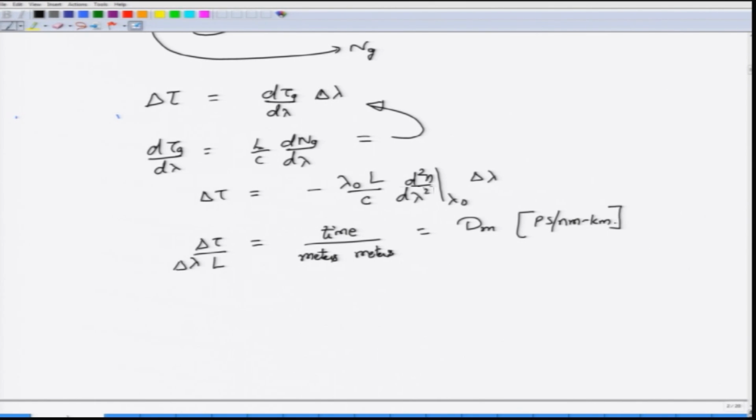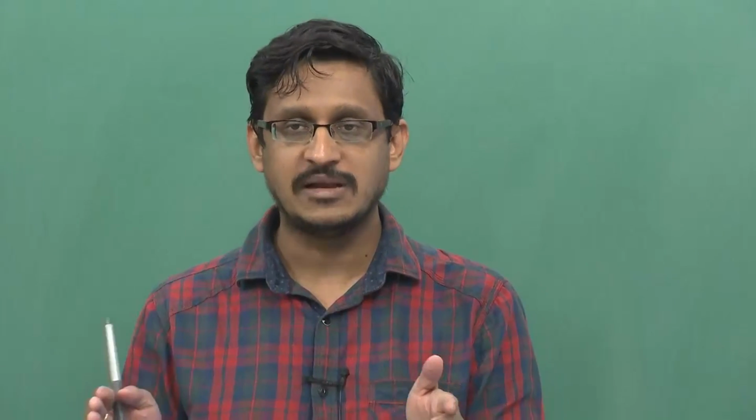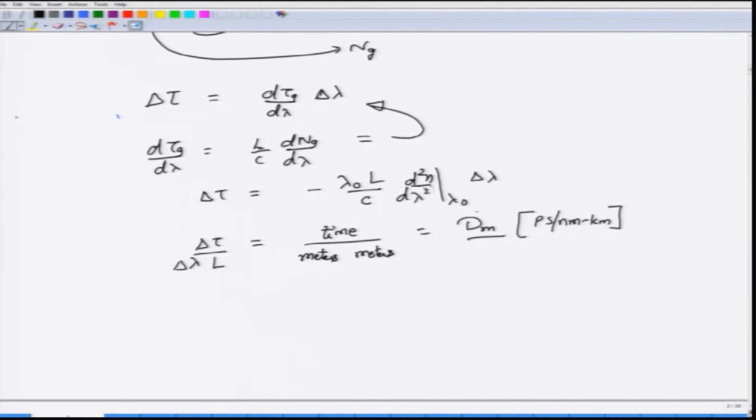So it simply tells you that if you know what is Dm at a particular wavelength lambda 0, and you also know the spectral width delta lambda around that carrier wavelength lambda 0, and then you propagate a certain distance L through the fiber, then you can calculate what would be the overall pulse spreading. And that factor Dm depends directly on this factor d square n by d lambda square. That is one of the major factors which give you the value of Dm. Of course, this Dm would be equal to 0, that is no pulse spreading, when d square n by d lambda square is equal to 0.